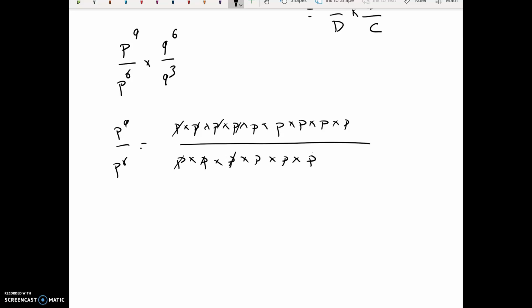p over p, p over p, p over p. So 1, 2, 3, 4, 5, 6. 1, 2, 3, 4, 5, 6. At the end of the day, the answer will be p cubed.